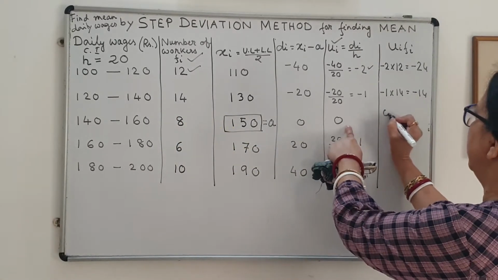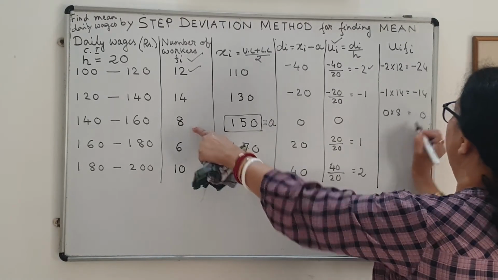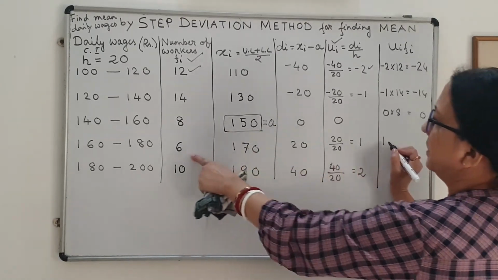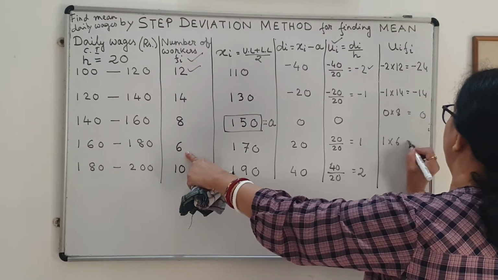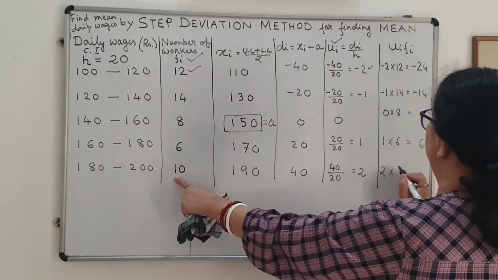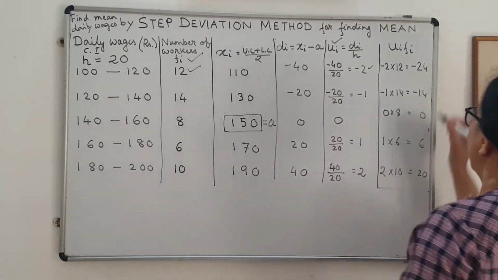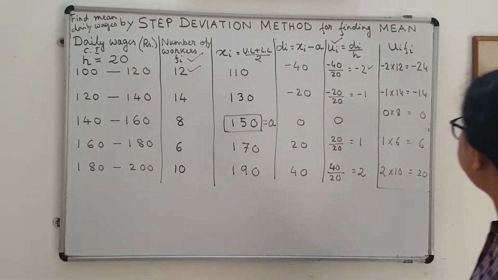The next one is 0 and whatever the frequency is 8, so it is 0. Next Ui is 1 and corresponding frequency is 6, so it is 6. And next Ui is 2 and the frequency is 10, so it is 20. So now I have to get the sum of this column.